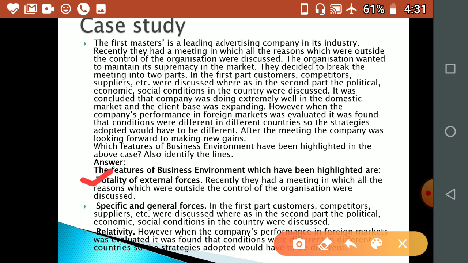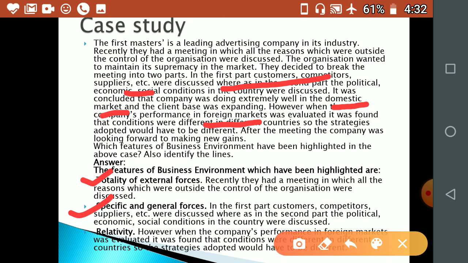Now here we have the second feature, specific and general, where any changes arising due to competitor or customer are known as specific forces, and those which deal with changes of economic factors deal with general forces. Now again, the company was doing very good in the domestic area. It was performing very well in the domestic market, but its performance in the foreign market was not good. So that is relative. Relative means the conditions are different from country to country, region to region, area to area, firm to firm.